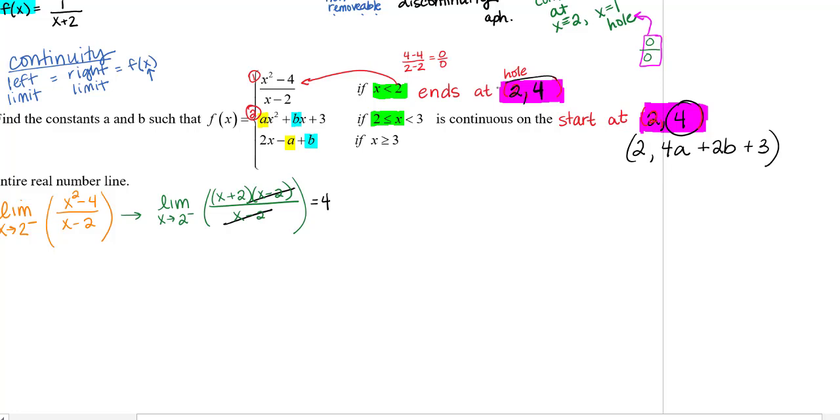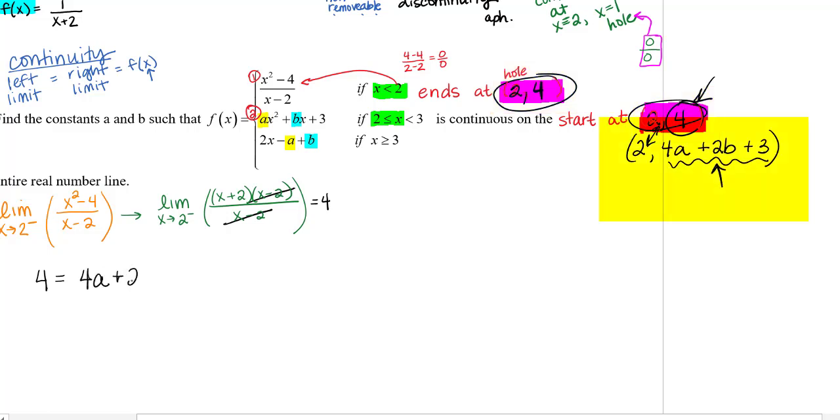And so I know that if the first function ends at 2, 4, and I want this to be continuous, the second function is going to have to start at 2, 4, and I know the x values already match, so I need to make these y values match. So here's the first equation that I'm dealing with. 4 as the first y value has to equal this y value, 4a plus 2b plus 3. And I'll just subtract the 3 from both sides to make this a little bit more workable here.